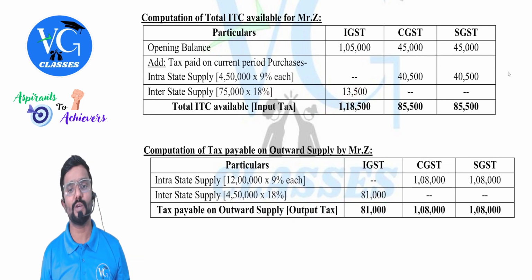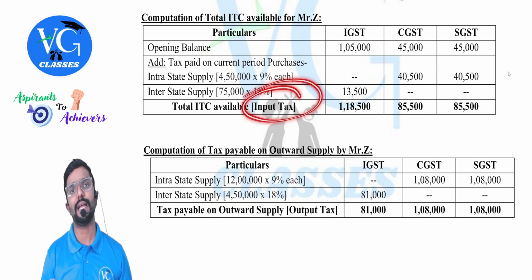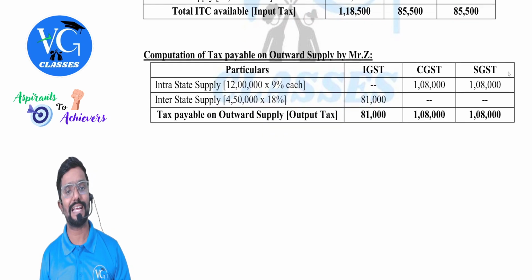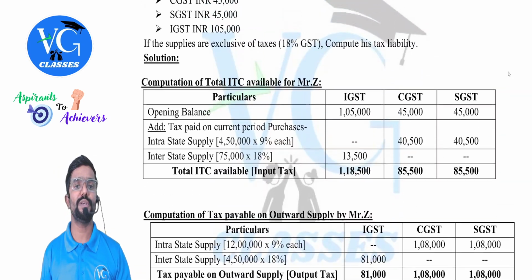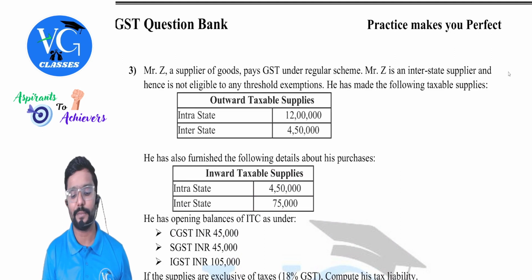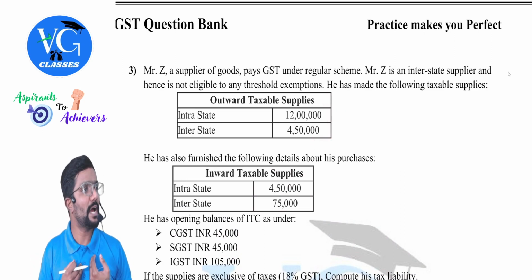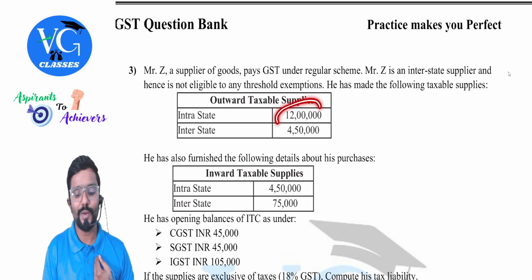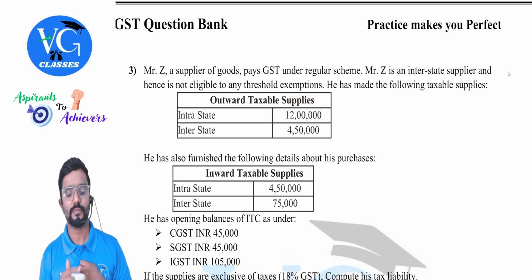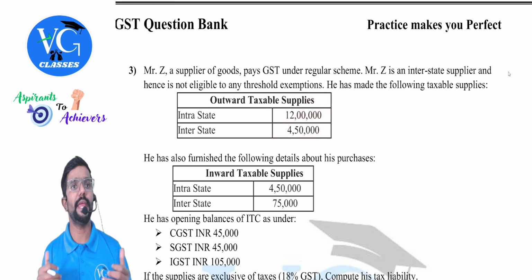IGST 1,18,500, CGST 85,500 and SGST 85,500. Okay, sir. What do we call it? Input tax. Now coming to output tax calculation. They have not given the output tax directly, but they have given outward supply. On this, if I apply the respective rates, we will get the output tax. So on 12 lakh, 9% each. On 4 lakh 50,000, 18%.